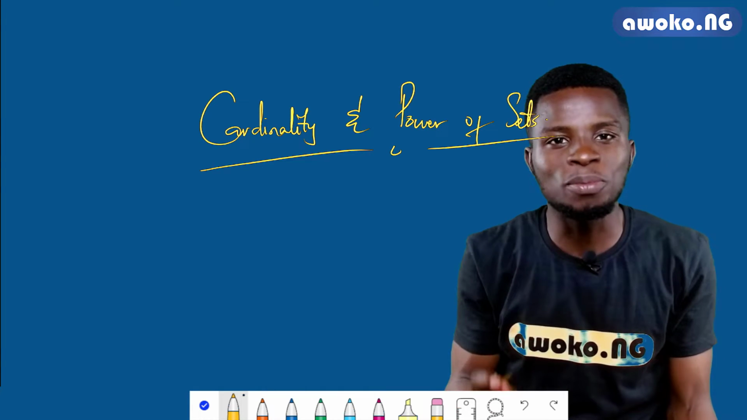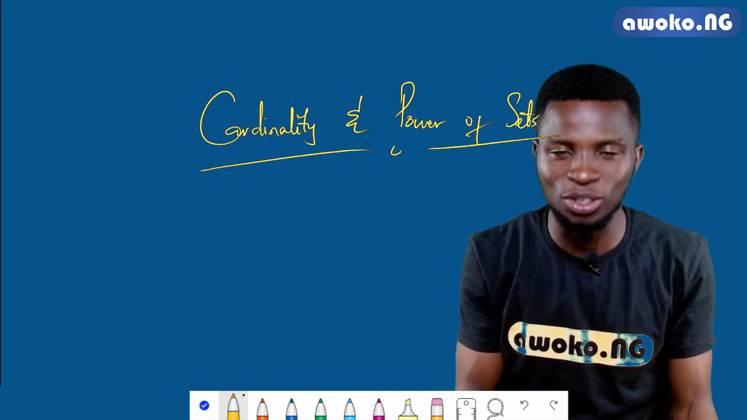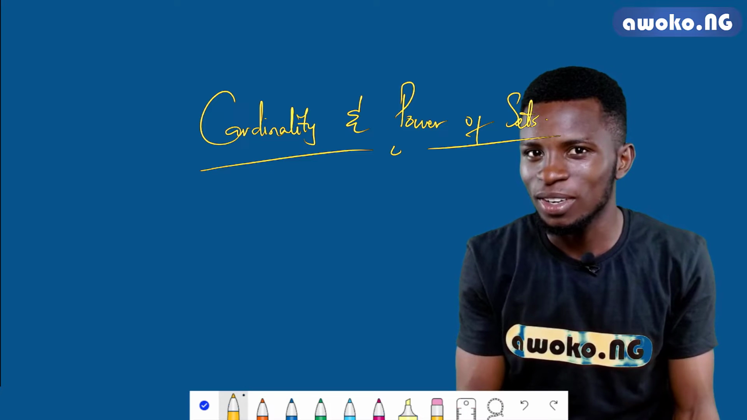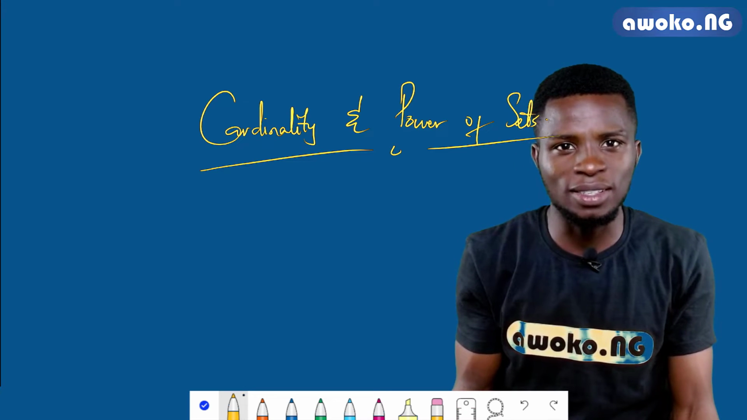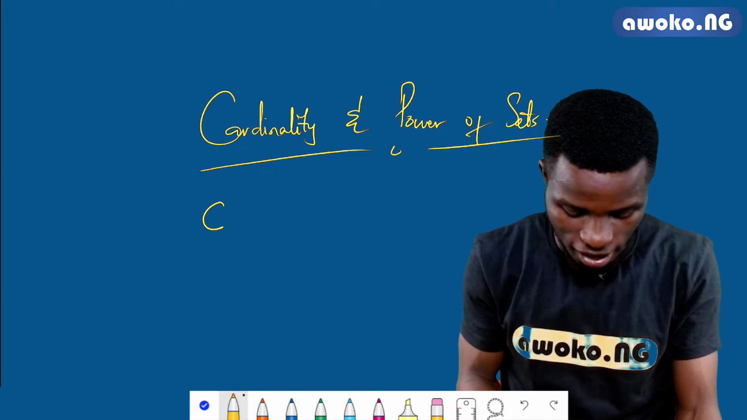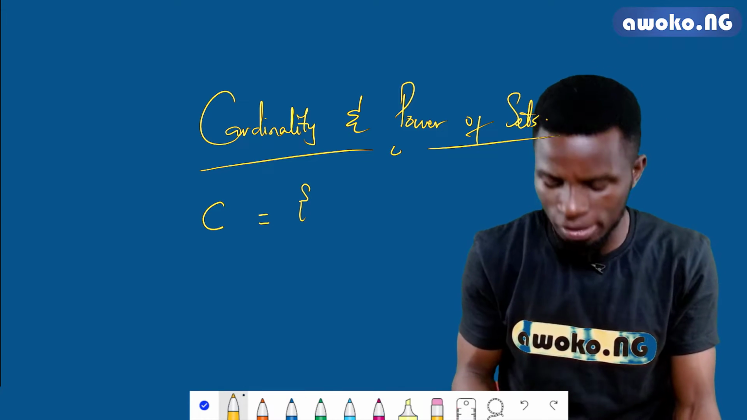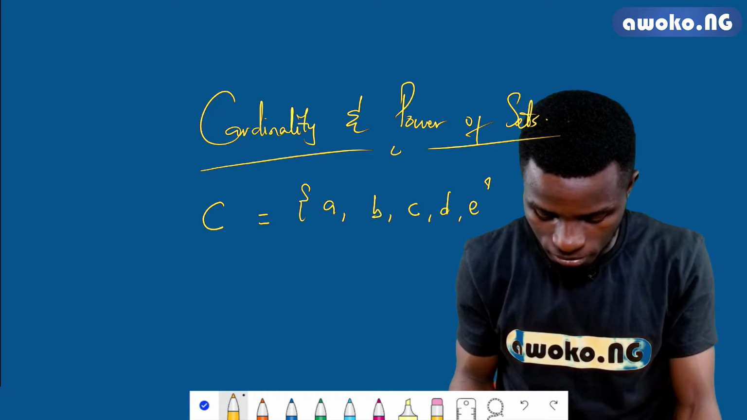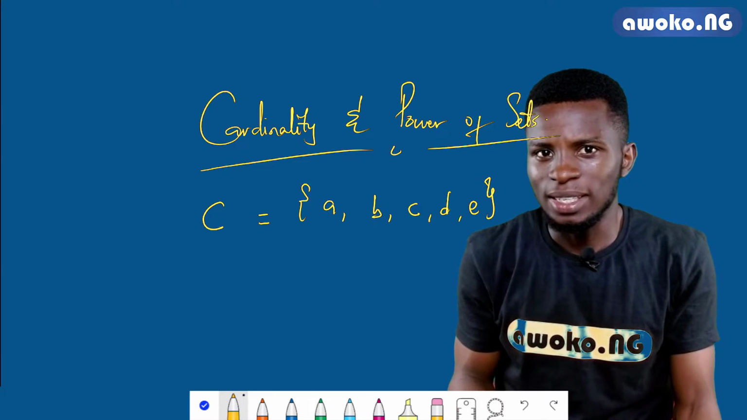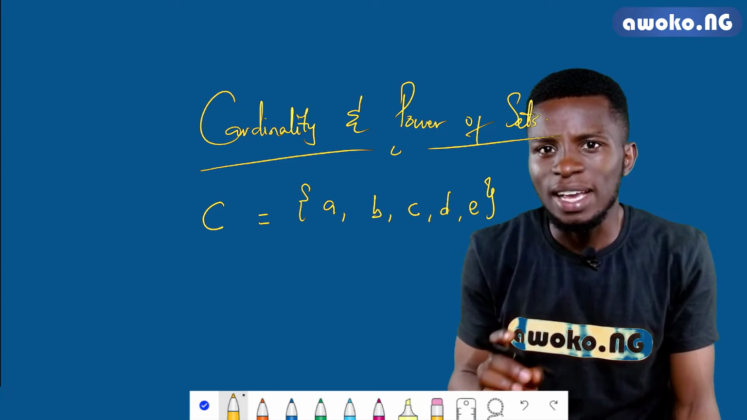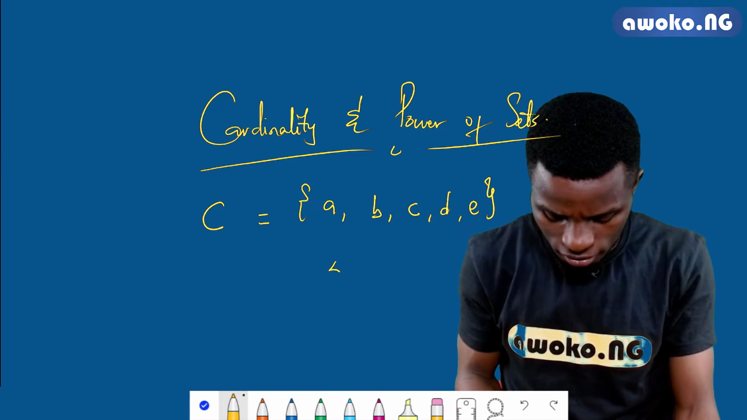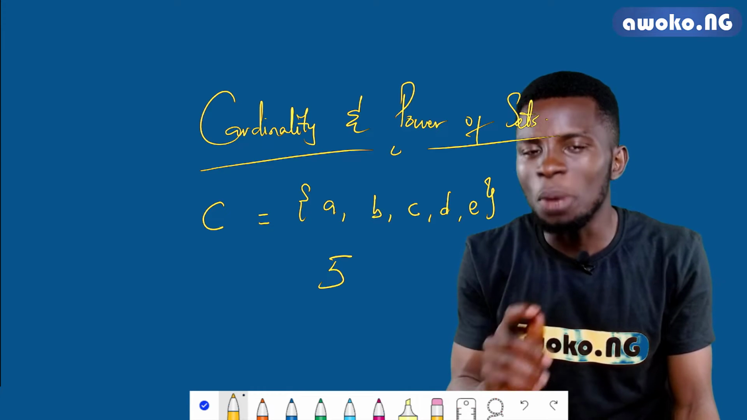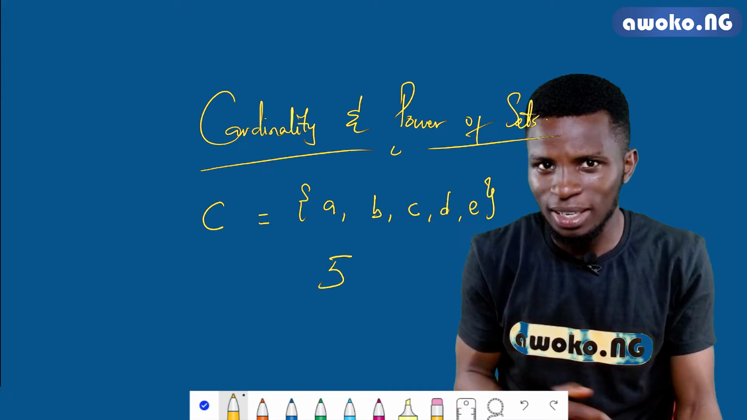So having discussed some types of set notations in our previous lectures, we'll move a step further by introducing other set notations. Consider we have a set C below. So let's say we have set C here, which contains the following elements: A, B, C, D, and E. This set is said to have a cardinality of 5. How is this possible? Because the number of elements in this particular set is 5.